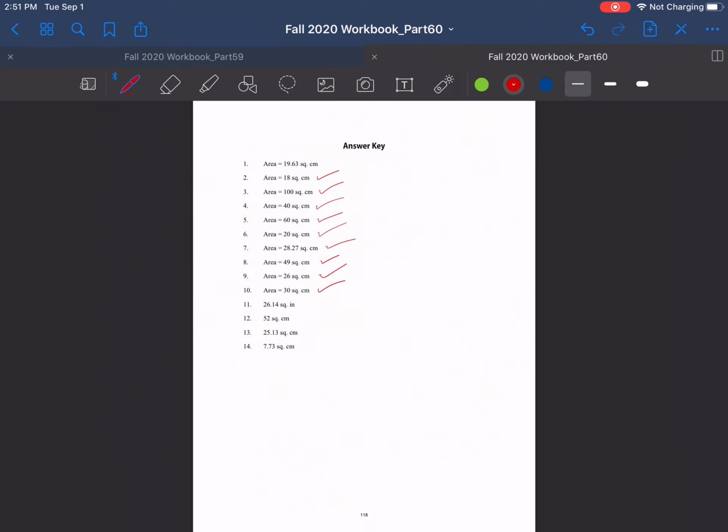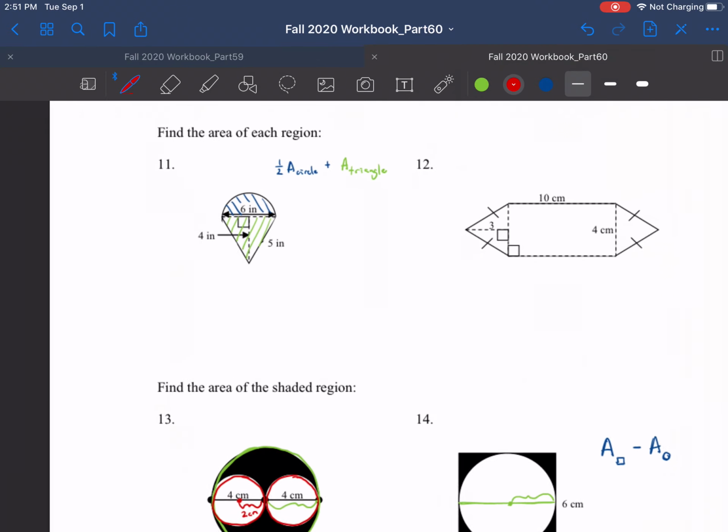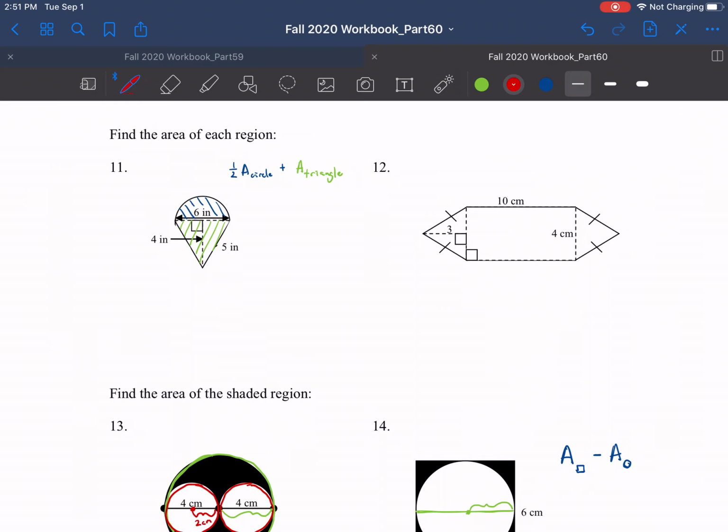And I think the next page is actually on this sheet here. So this one's about finding some more areas here. So I already said before we had to find half the area of the circle and then the area of the triangle. So half the area of the circle is pi r squared. Area of a triangle is 1/2 base times height. So we have 1/2 pi times our radius. The radius is half of that, so it's 3 inches.